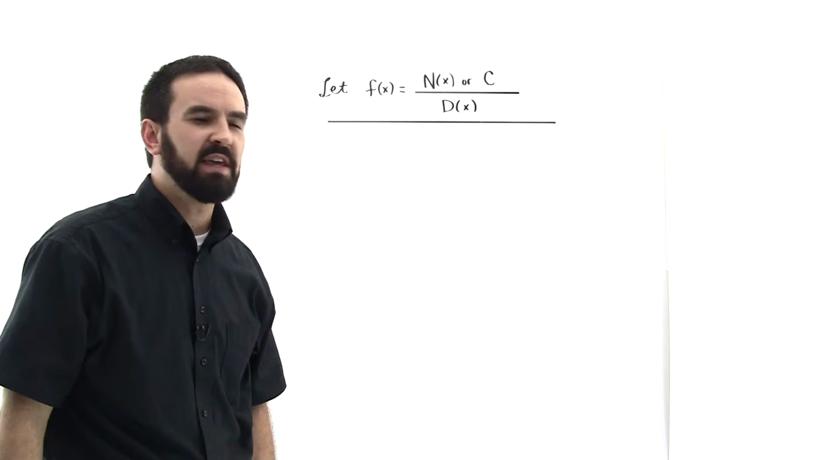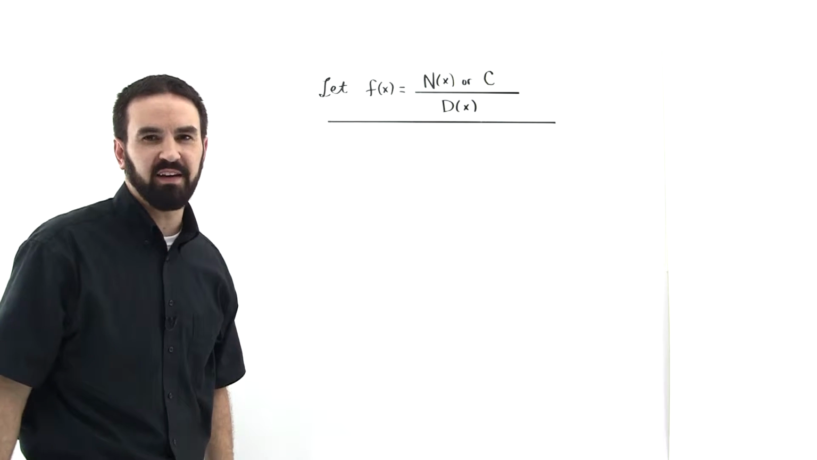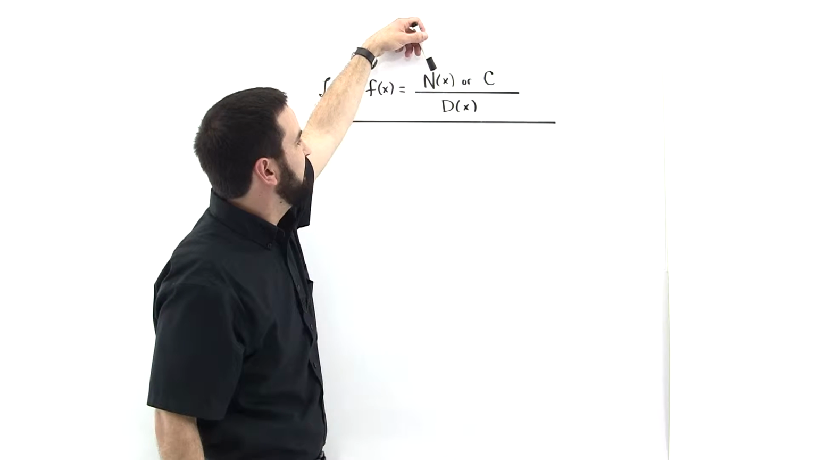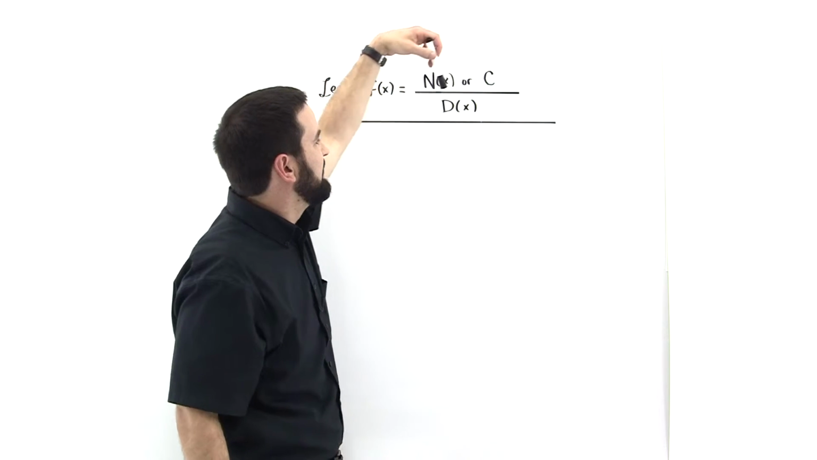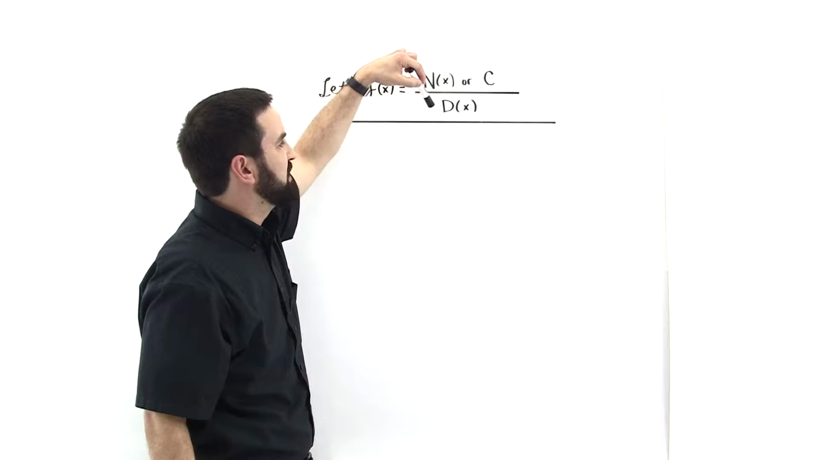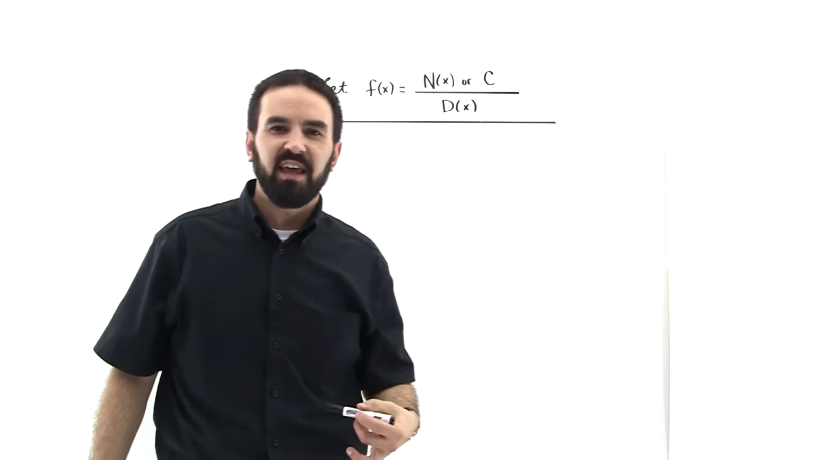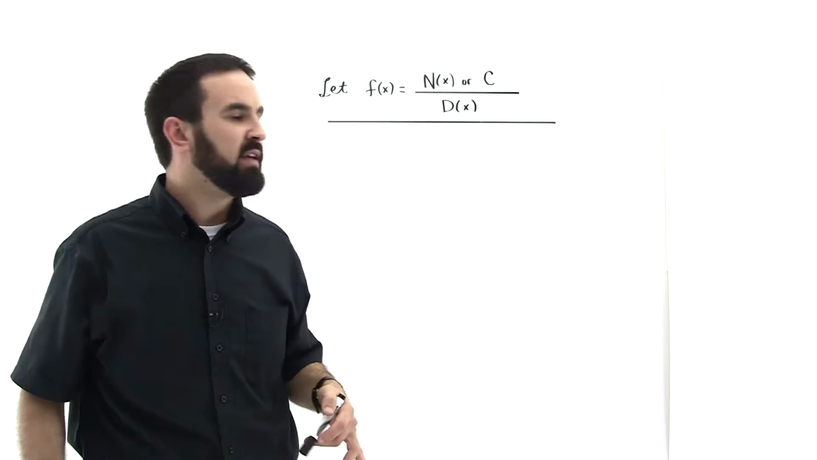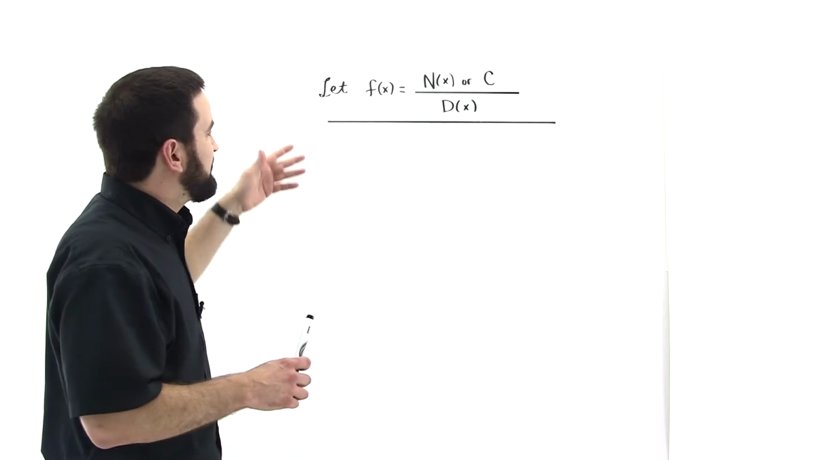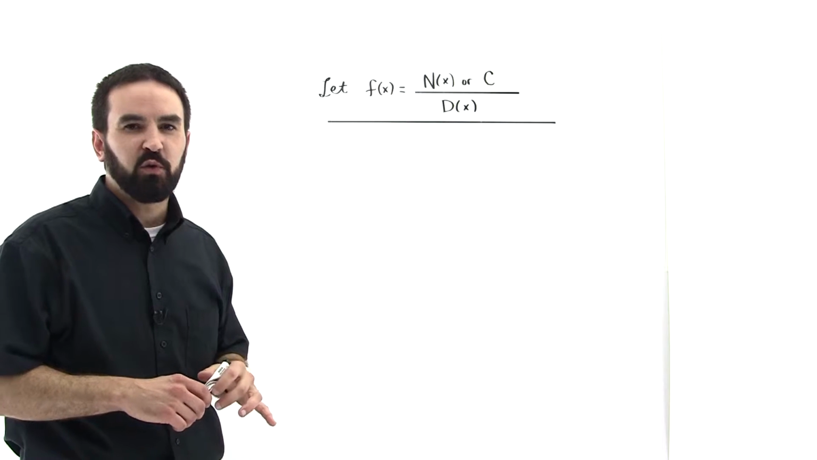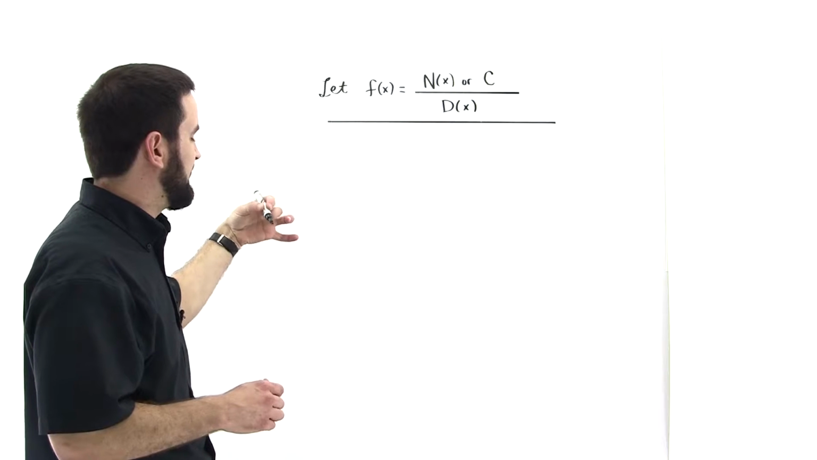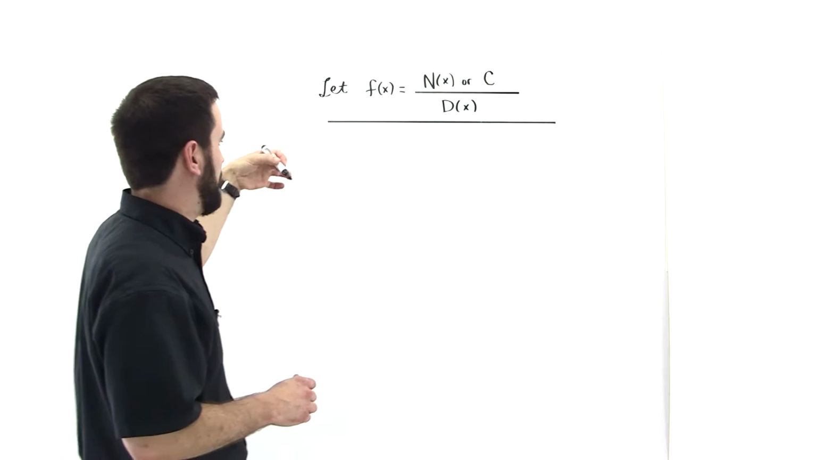Let f of x be equal to a numerator divided by a denominator, where the numerator can be either a function of x or a constant, and the denominator must be a function of x. If that's the case, and there are no common factors that factor out and cancel, then this function will have a vertical asymptote when the denominator is equal to 0. Let's consider an example to see how this works.